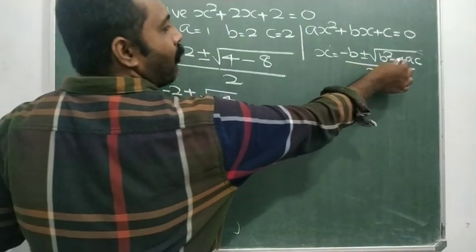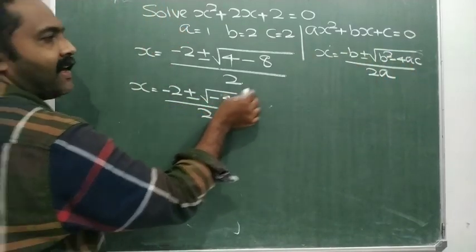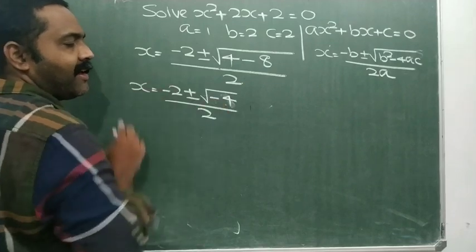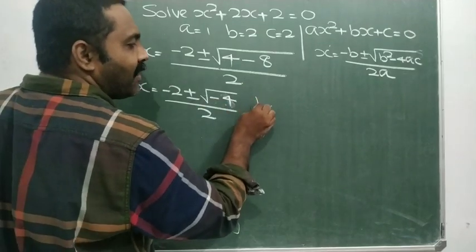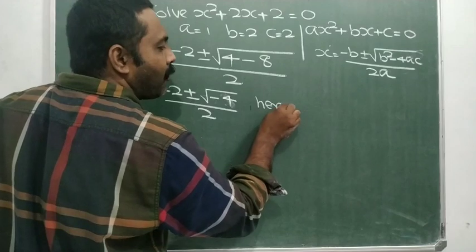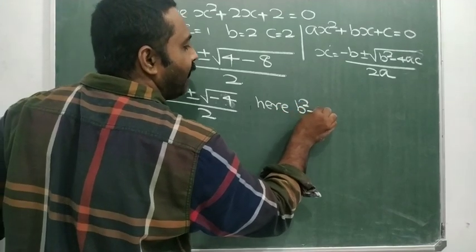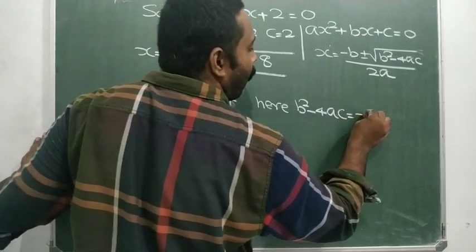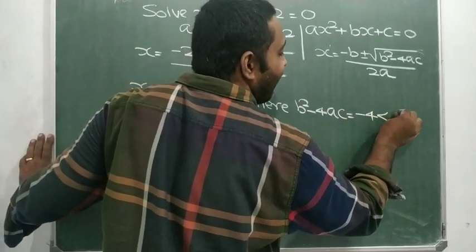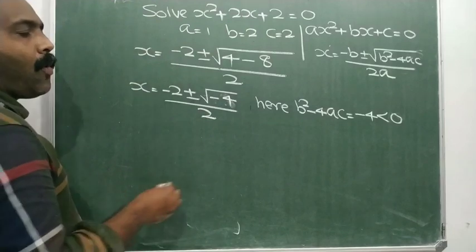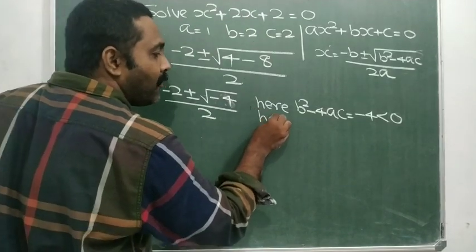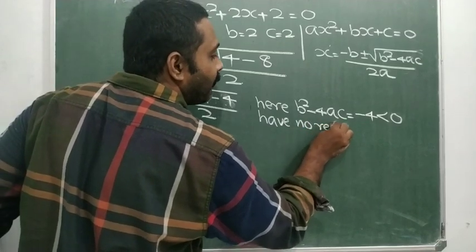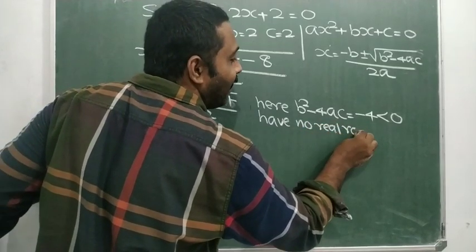Here b square minus 4ac. Compare it. b square minus 4ac is equal to minus 4, which is less than 0. The equation has no real roots.